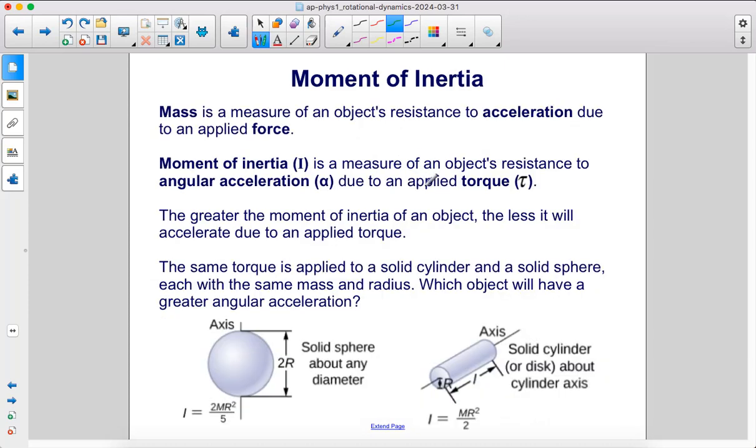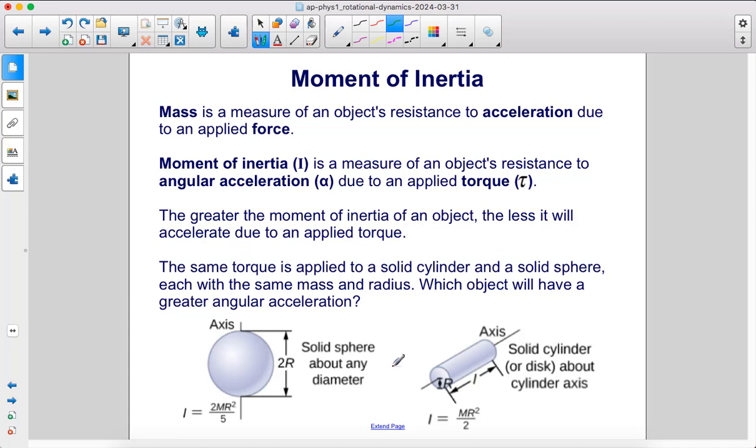Mass is a measure of an object's resistance to acceleration due to an applied force. Moment of inertia is a measure of an object's resistance to angular acceleration due to an applied torque. The greater the moment of inertia of an object, the less it will accelerate rotationally due to an applied torque.